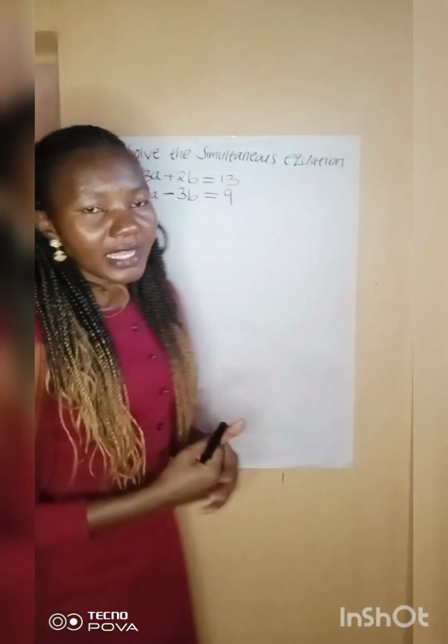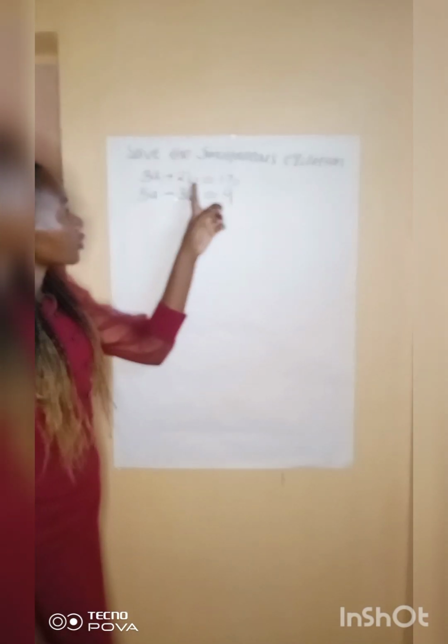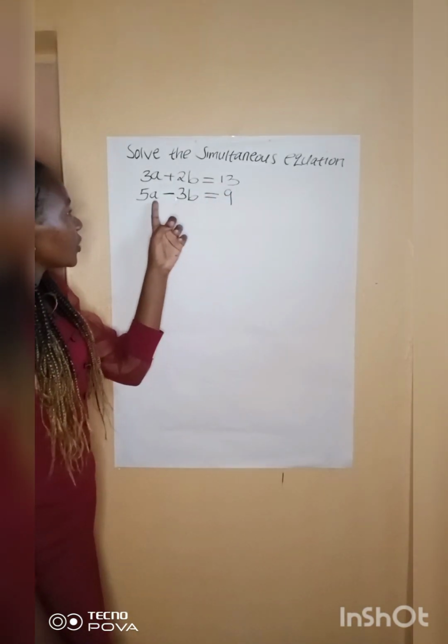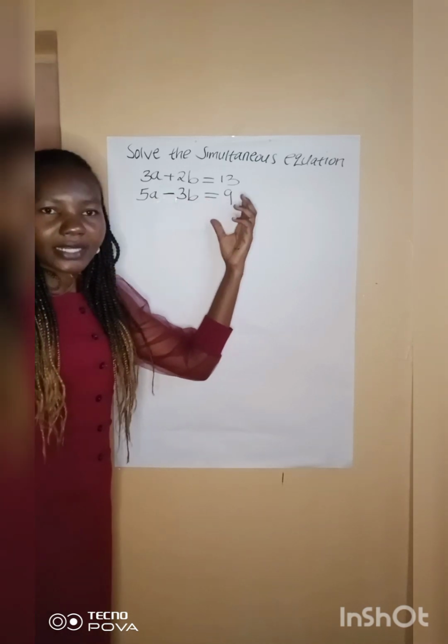Hello, it's me again, and we have a simultaneous equation, and we are supposed to get the value of A and B. The simultaneous equations are as follows. We have 3A plus 2B equals 13. We have 5A minus 3B equals 9.